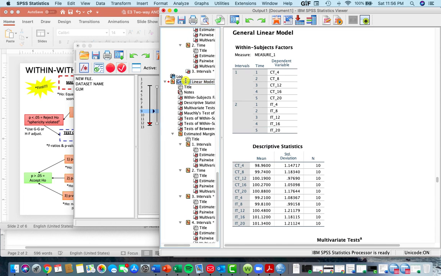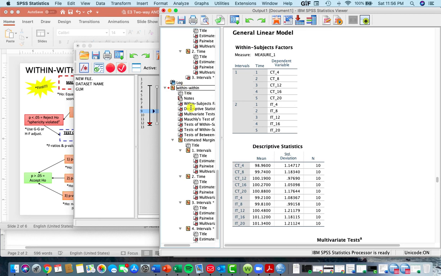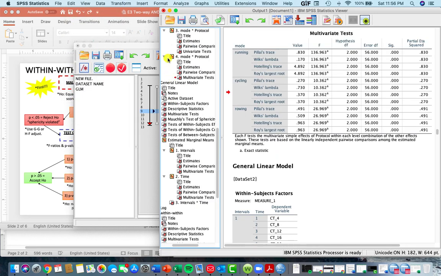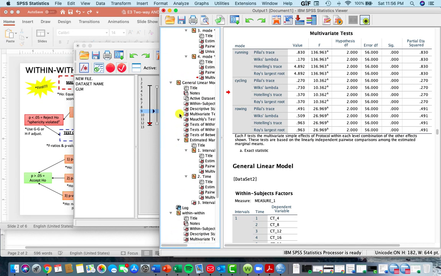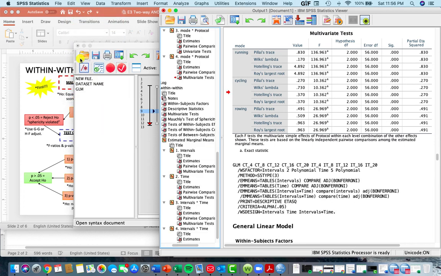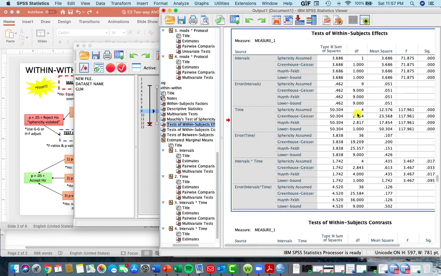Right? Which means this one is my within, and then we can delete this other one, because that would be redundant, right? So within, again, we've already looked at Mauchly's test. We've already looked at tests of within subject effects. We've identified that every single one of our variables, our main effects and interaction effects, are significant.